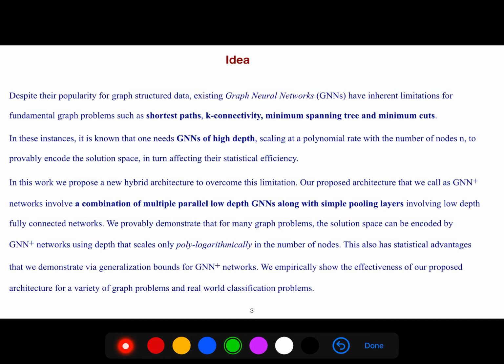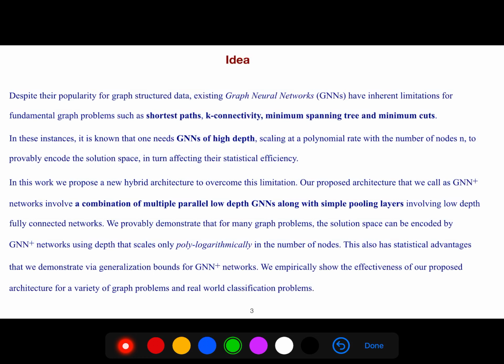So in these instances, it is known that one needs GNNs of high depth, scaling at a polynomial rate with the number of nodes n, to provably encode the solution space, in turn affecting their statistical efficiency. So they propose a new hybrid architecture to overcome this limitation that they call GNN plus networks, involving a combination of multiple parallel low depth GNNs along with simple pooling layers involving low depth fully connected networks.